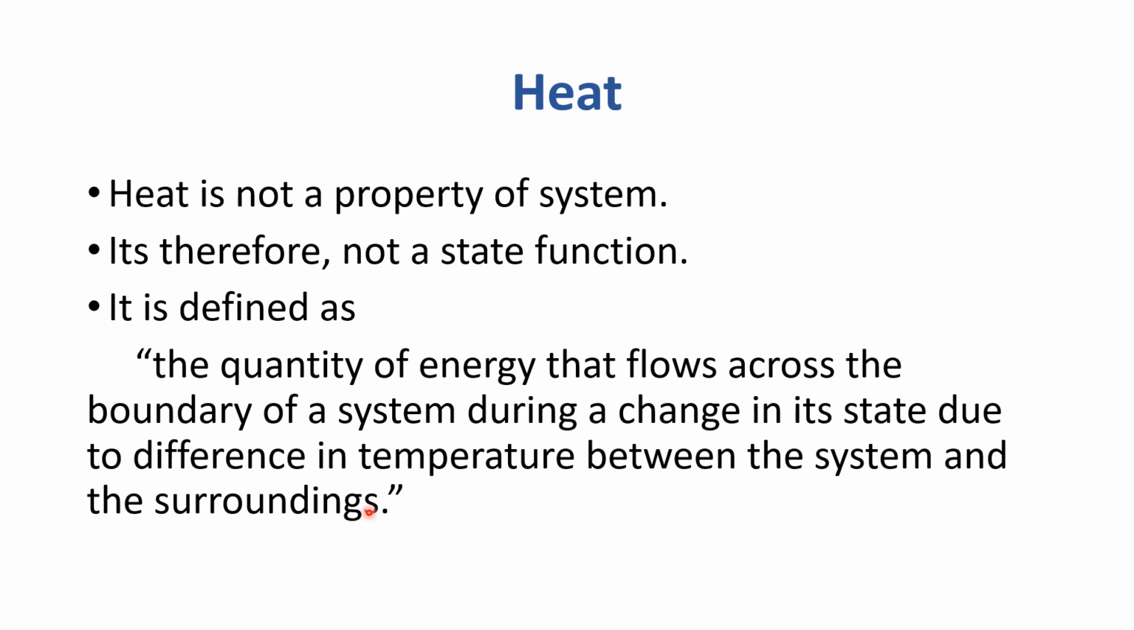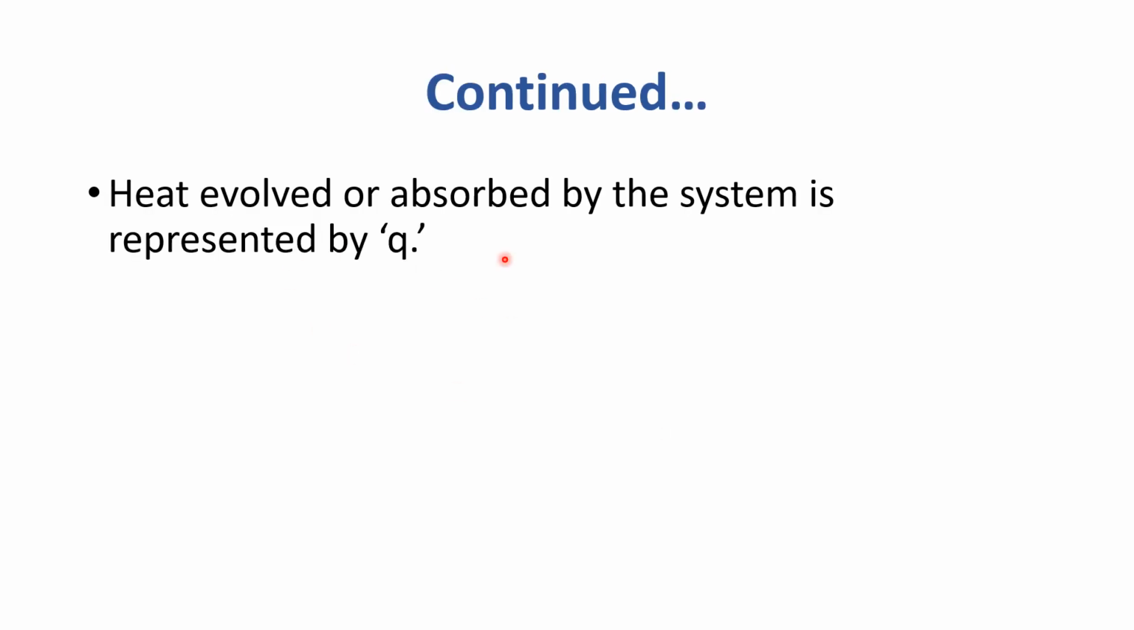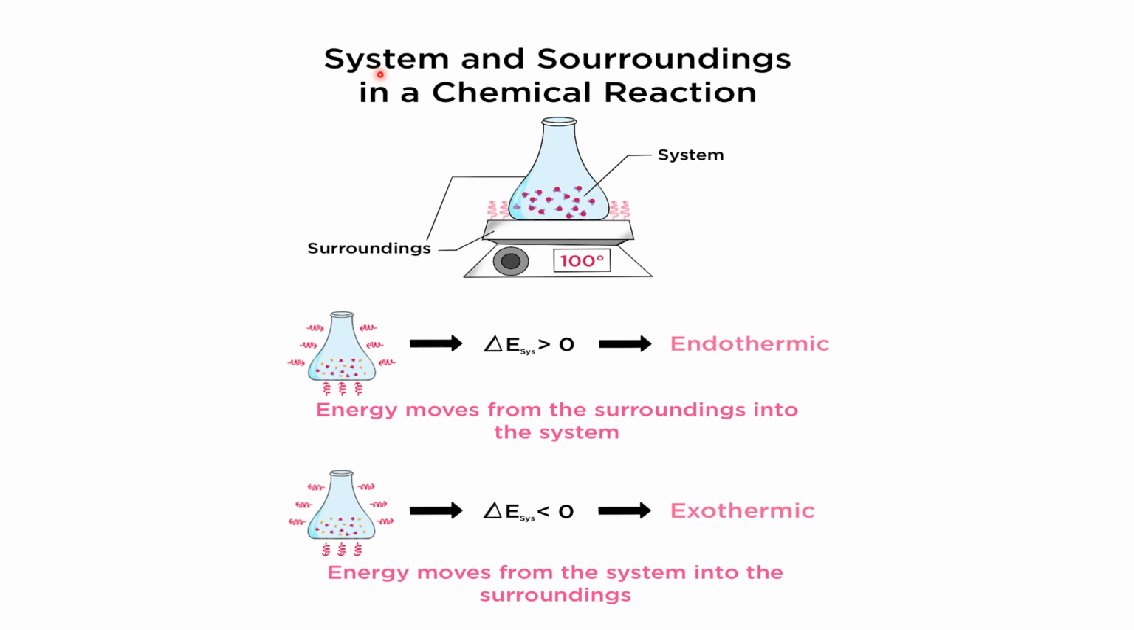It's either system and surroundings, or it's either two systems. Heat evolved or absorbed by the system is represented by Q. Let's see how heat energy is involved in a chemical reaction. Here is a system and its surroundings.